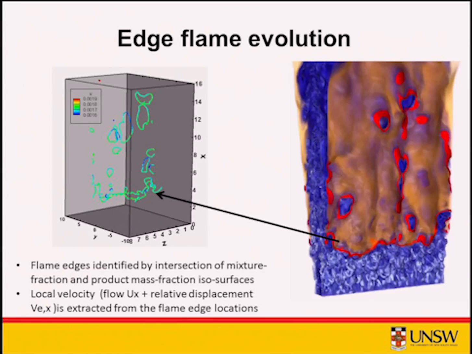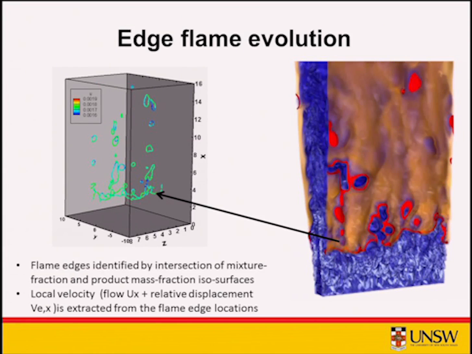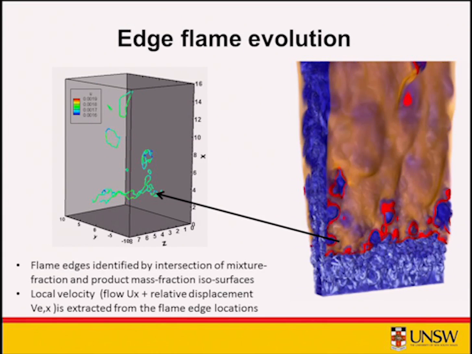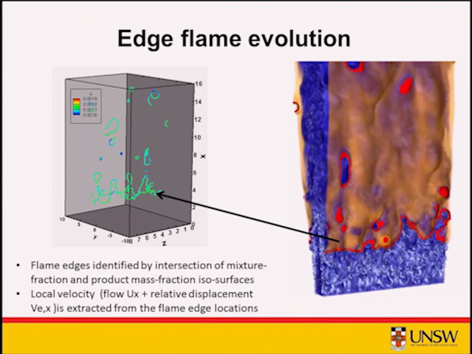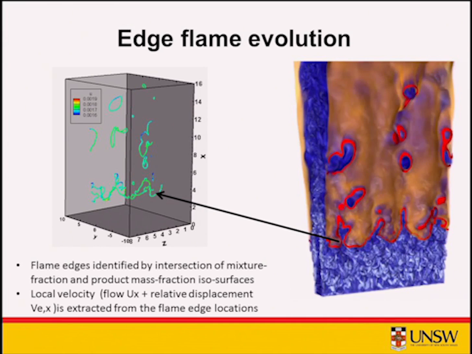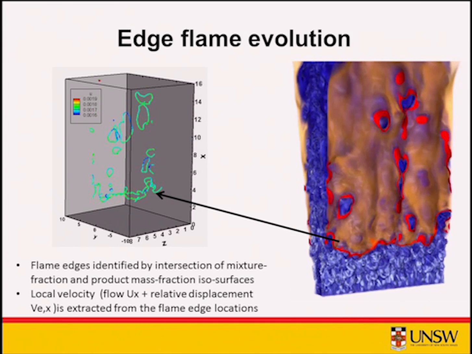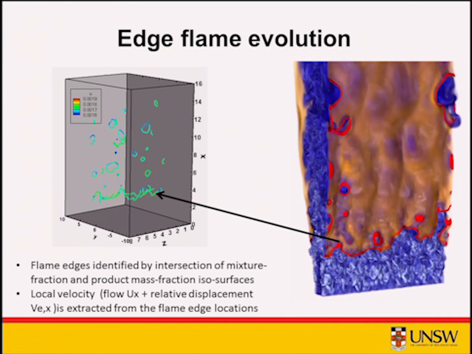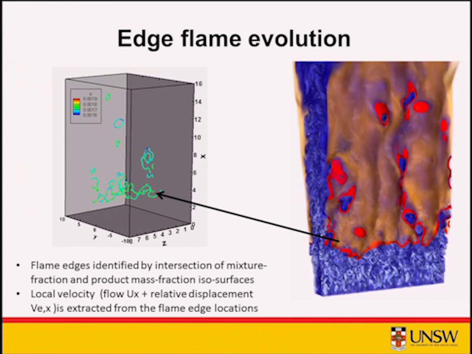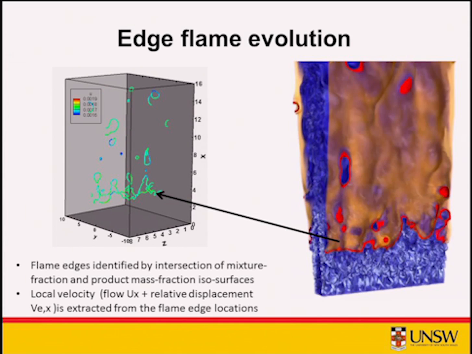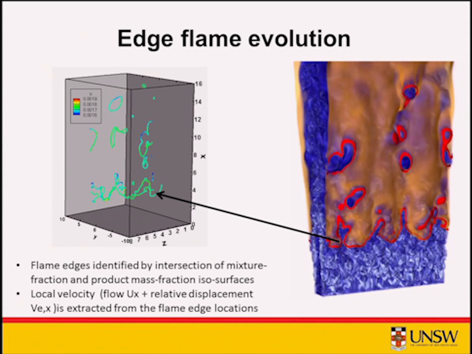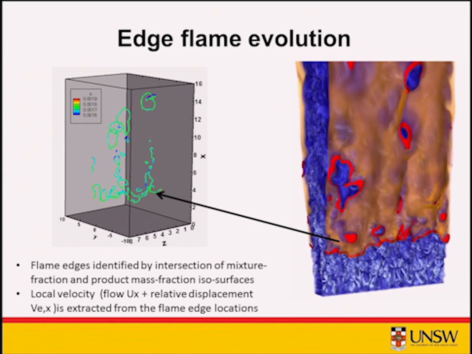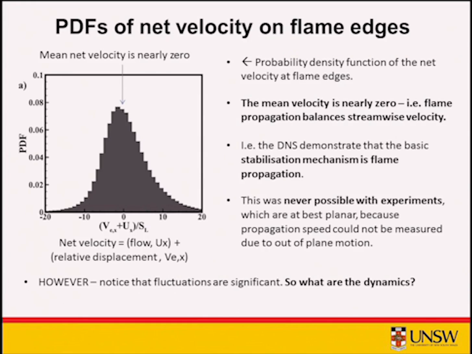So we wanted to quantify that a little bit more, and to do that, we've extracted information on these little red regions, which are the flame edges. We identify these in the simulation by the intersection of the mixture fraction isosurface and product mass fraction isosurfaces, and we have a tool to extract that out. Then we can find the flow velocity as well as the relative motion of the flame relative to the flow on those isosurfaces.